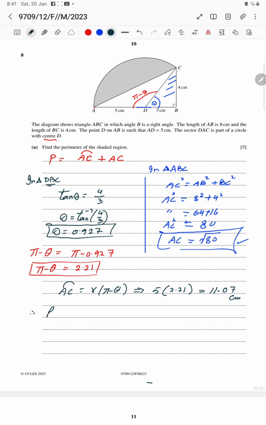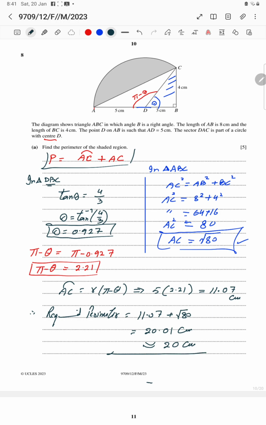Therefore the required perimeter is equal to the arc, 11.07, plus AC, which is root 80. 11.07 plus square root 80, we will get 20.01 centimeter. That is approximately 20 centimeter, the final perimeter of the shaded region. I hope you got it.